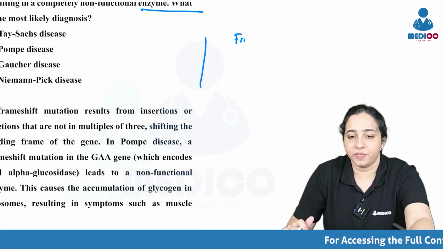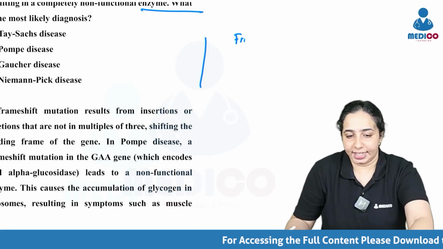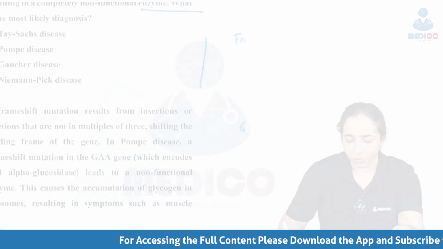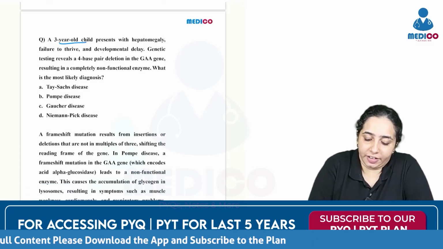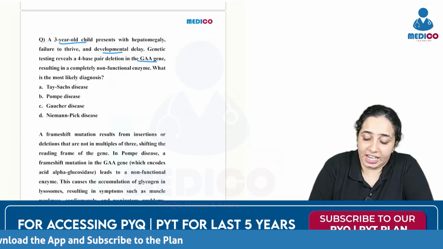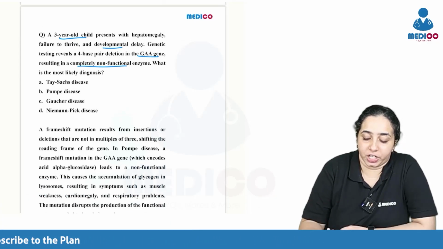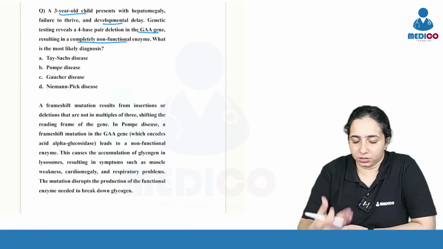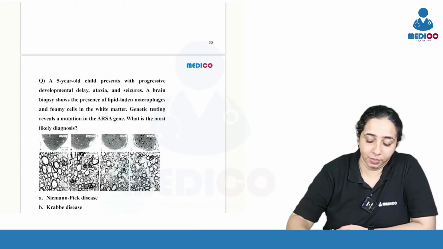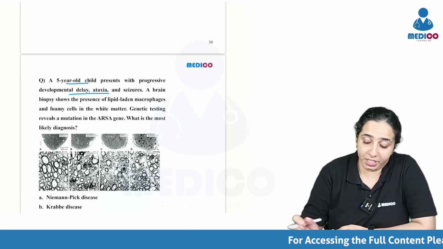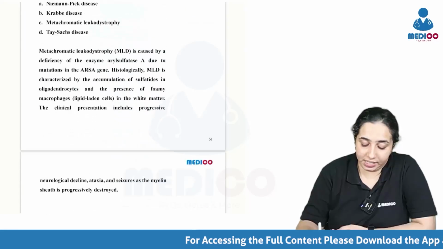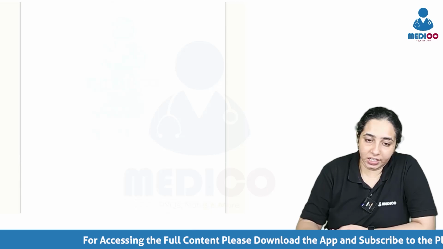So now we are coming to genetics proper. So welcome back. 3-year-old child, developmental delay, failure to thrive, GAA gene, completely non-functional. So we'll look at 2 questions together. Next question is, you have a 5-year-old child, progressive developmental delay, mutation in ARSA gene. So now we are dealing with genetics, okay?